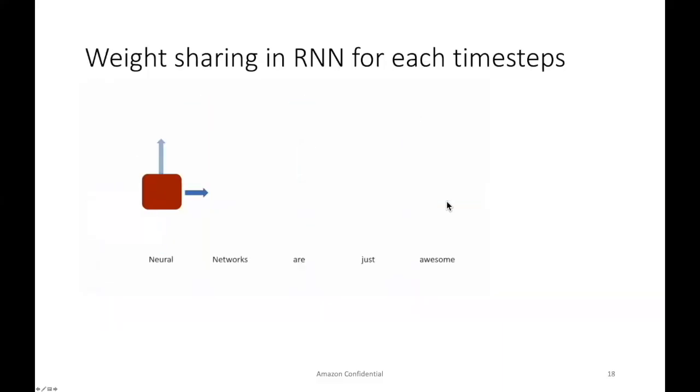Similarly, once again, another representation. The input words are basically changing. The hidden state also changes, but the RNN remains the same and is just reused at each time step, and the RNN is composed essentially of three weight matrices.